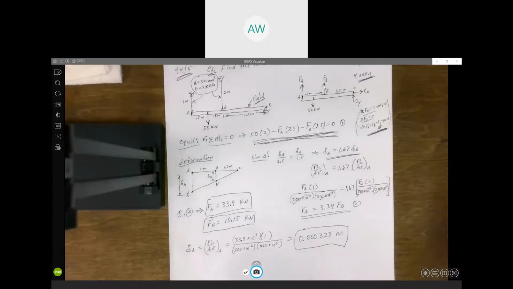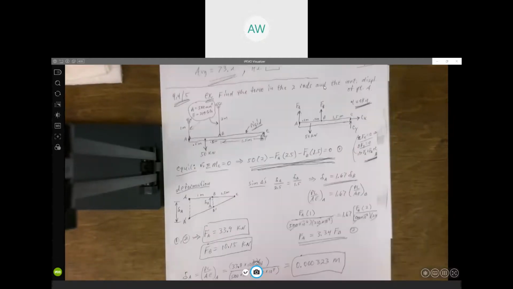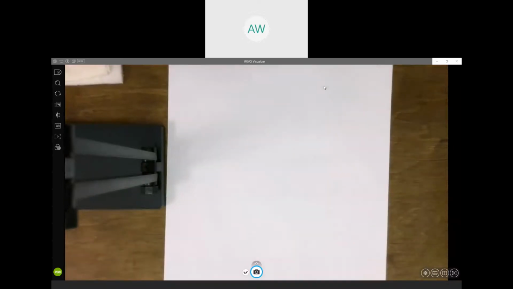All right, so this is a very typical type of statically indeterminate problem where we've got more unknowns than we've got equilibrium equations, but we can get around it now. Any questions about this problem? All right, well then let's move on and look at a slightly different kind of problem.